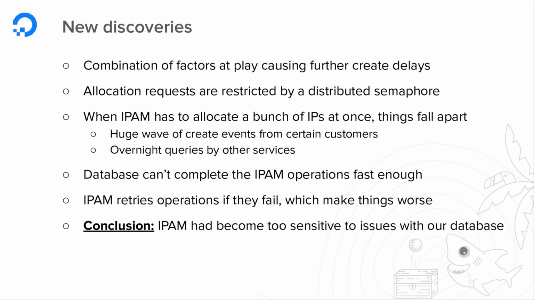So once again, IPAM couldn't complete operations fast enough, and IPAM actually would retry operations if they fail. So IPAM has a retry mechanism because we're the last link in the chain to finish allocating IPs and getting this droplet creation done. And then we might even retry again, which is fine. That's what we want to try and do. But when you have a bunch of requests coming in waiting for you, this can further exacerbate the whole situation.